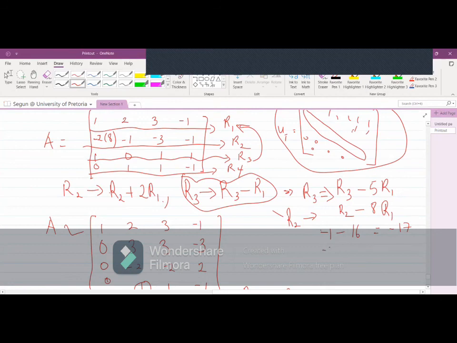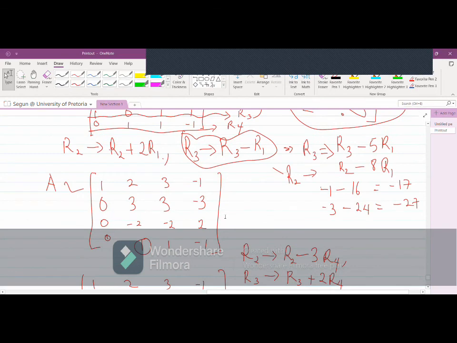The next one will be minus 3. Minus 8 times 3, 24. You put it there, equals minus 27. Don't bother yourself. You already achieved your target, which is 0. You continue like that till you get to a point whereby something of this nature will happen.